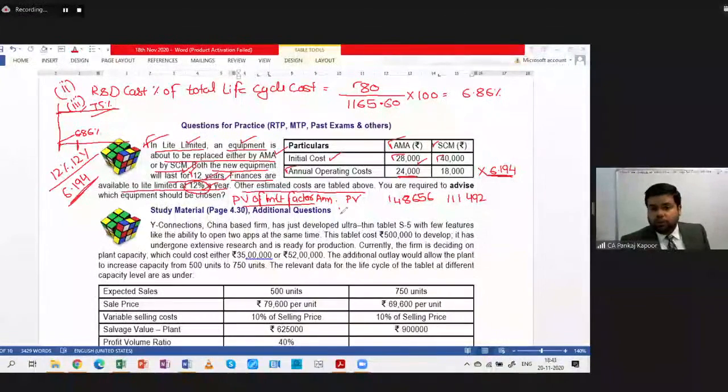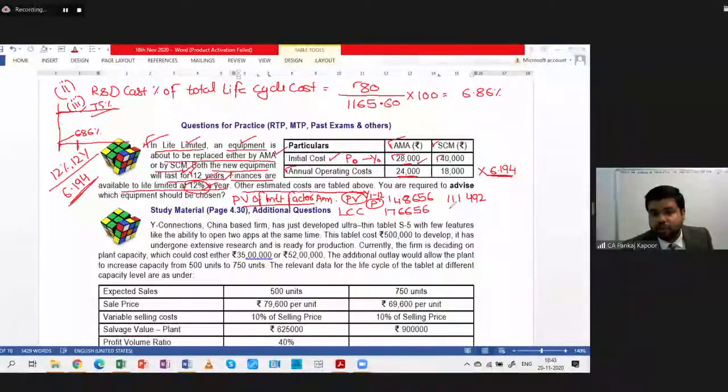Now, in order to compute the life cycle cost, what do we need to do? We need to add the initial cost, which we incur at year 0 and which is given to you in present terms itself, and the present value of the costs incurred from year 1 to year 12, which we have computed. Now compute the total life cycle cost. This will be 28,000 plus 148,656. Yes, absolutely fine. Good.